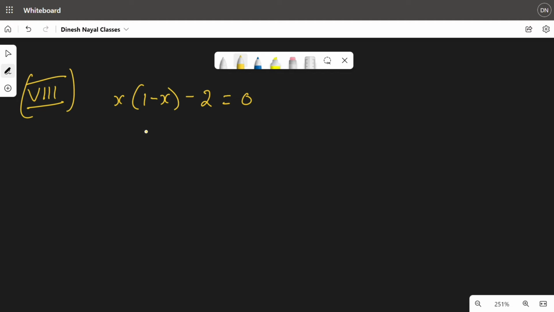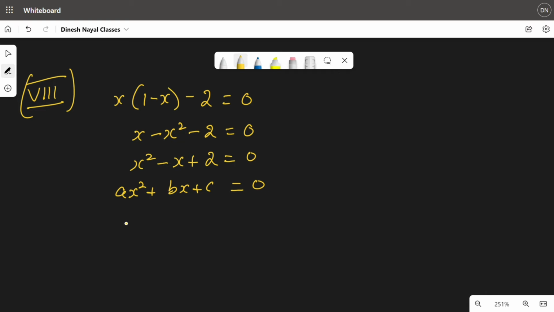Now see, this is x solving. This is x minus x square minus 2 equal to 0. Now rearranging, writing the x square term first and taking the minus sign common. So you can write like this: x square minus x plus 2 equals 0. Comparing it with the general equation ax square plus bx plus c equals 0. A will be 1, b will be minus 1 and c will be 2.